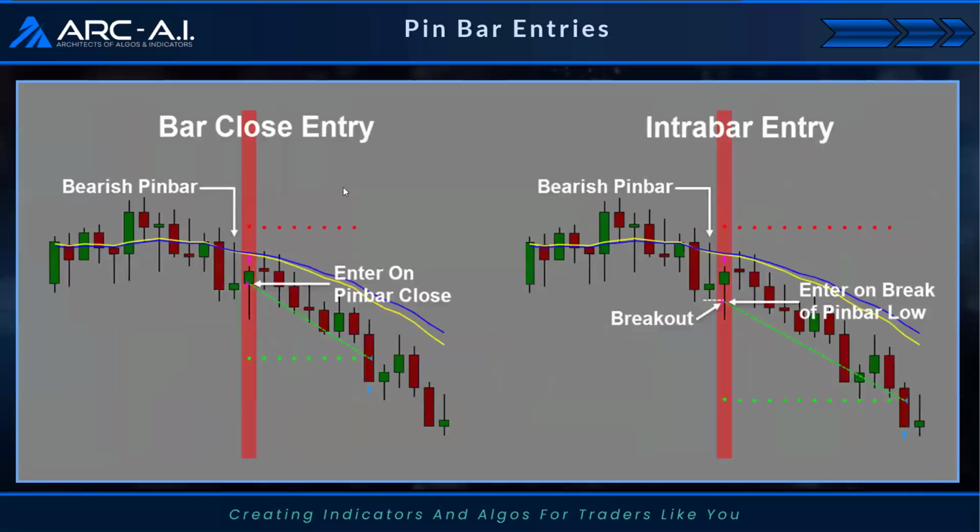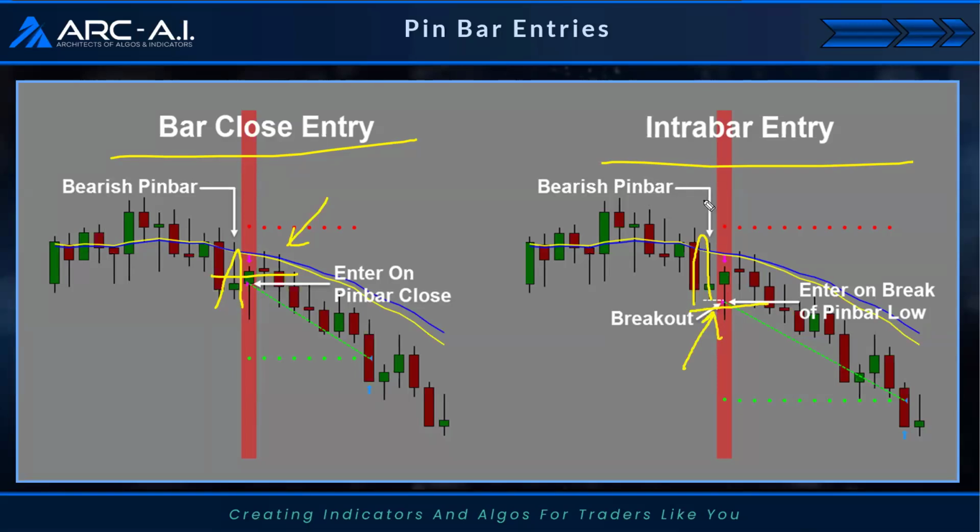There's a couple ways you can enter these. You've got bar close and you've got intra bar. With bar close, it's just that. The market comes up, comes all the way back down, it closes, you are in the trade. It's going to enter the market right at the close of the bar. On the other side, we've got intra bar, meaning this one comes all the way up, comes all the way down and closes. You're going to trade a breakout of the low in that case for intra bar.